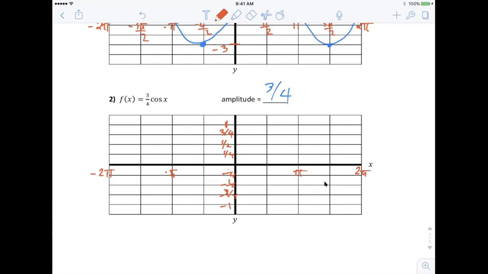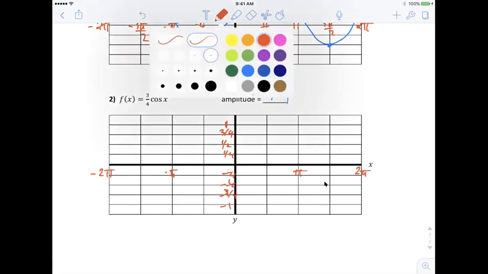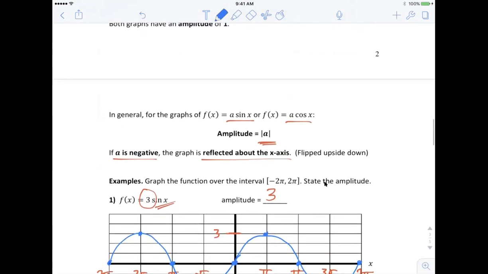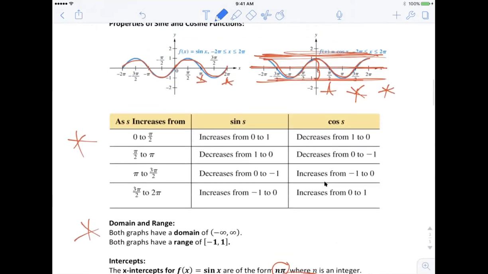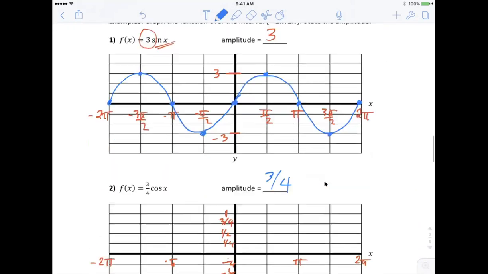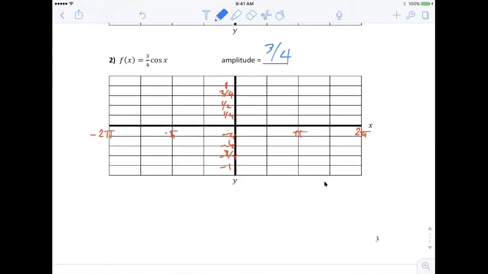Okay, now let's graph it. What does the cosine pattern look like? Got it memorized yet? It looks like this: top, middle, bottom, middle, top. So I'm going to do the positive side first. Top maxes out at 3/4. Middle, bottom at -3/4, middle, top. There you go. And then it should look exactly the same on the negative side.